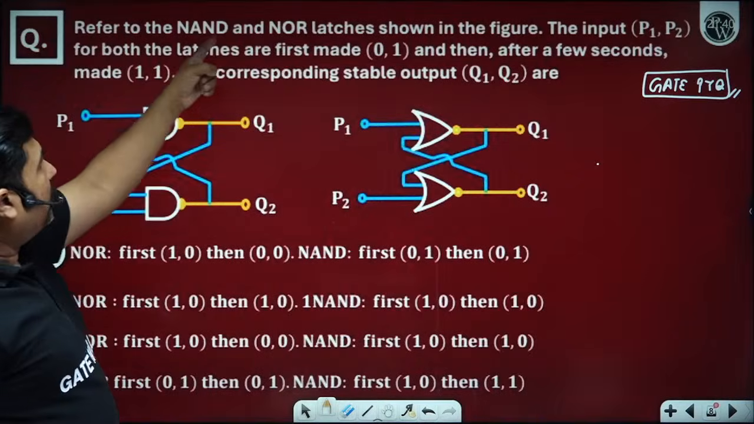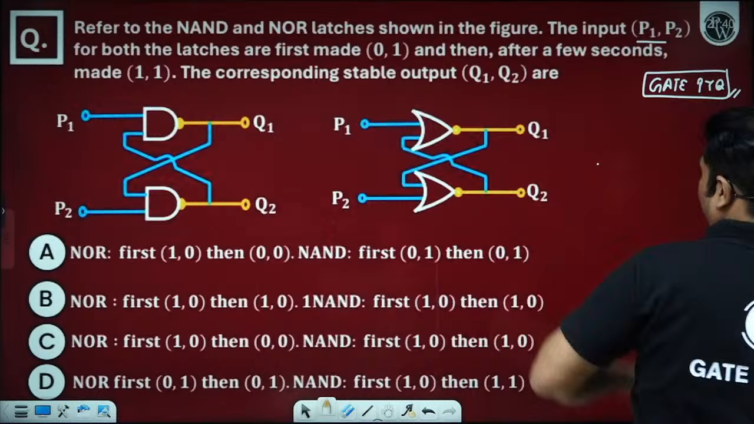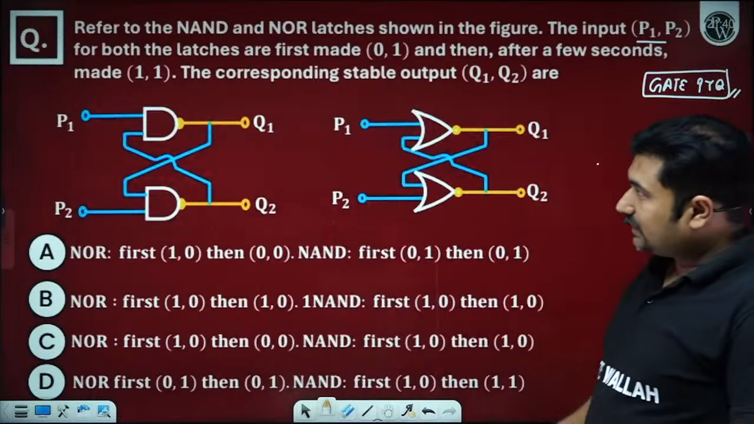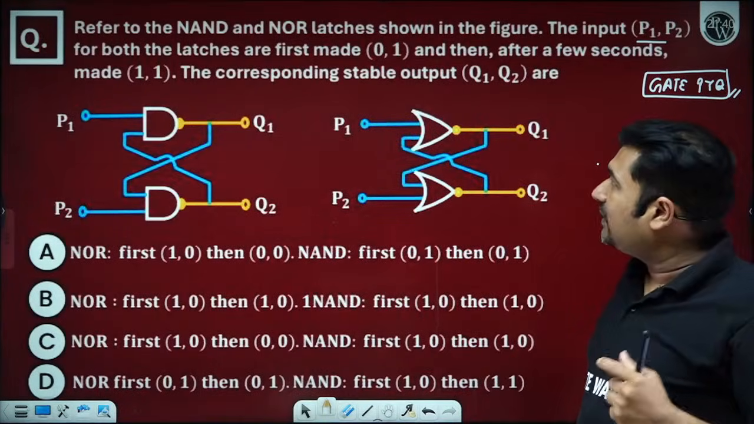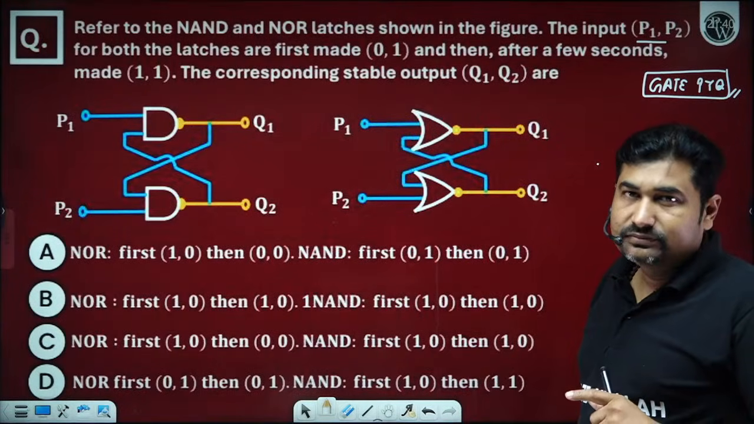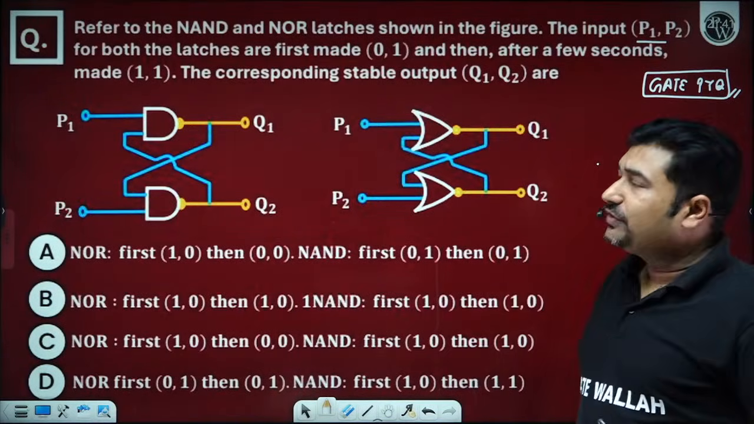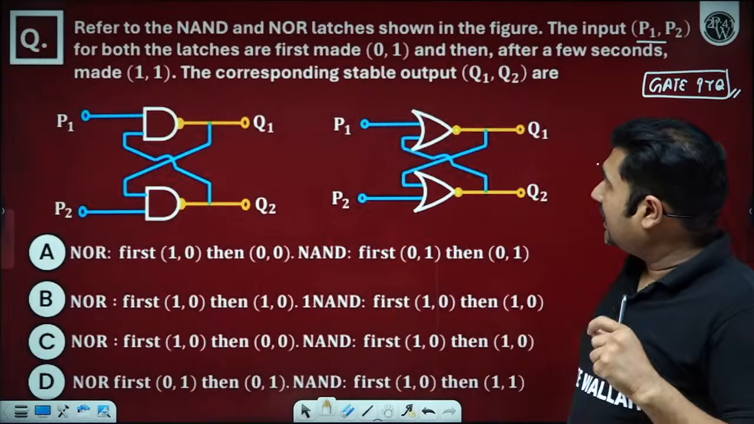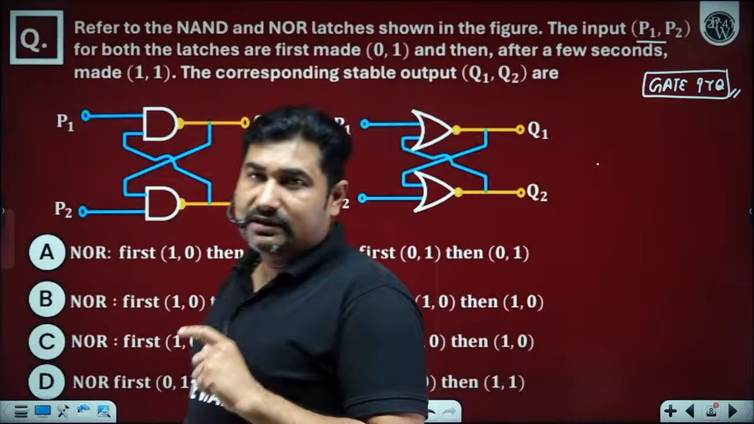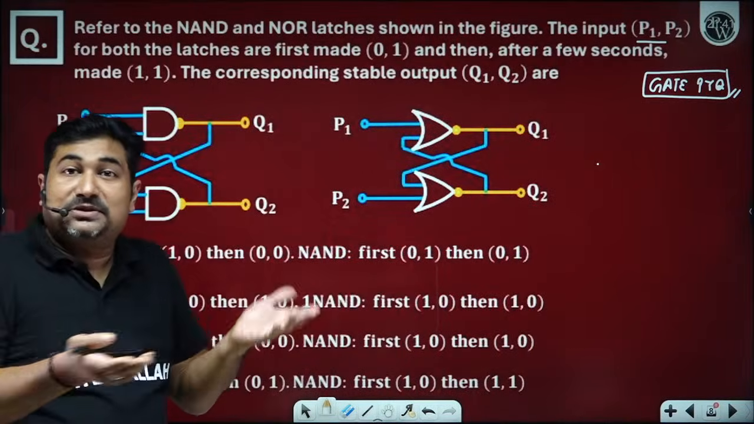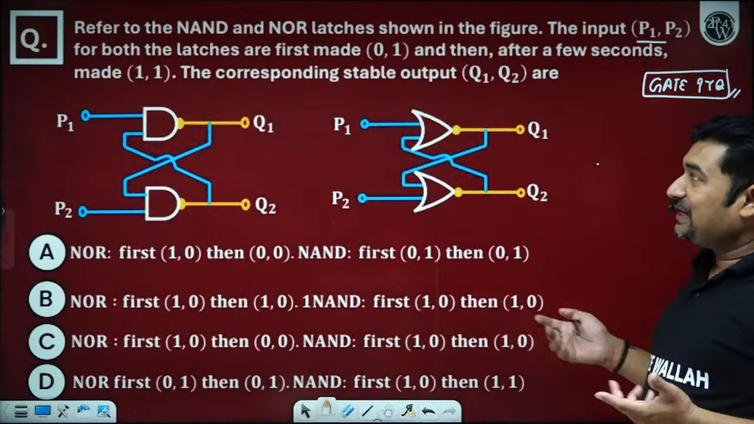Please observe. Refer to the NAND or NOR latches as shown in the figure. The inputs P1, P2 for both the latches are first made 0, 1, and then after a few seconds made 1, 1. The corresponding stable outputs Q1, Q2 are. Now you can't memorize because you don't know which one is S, which one is R. Here it is P1, P2. Is it okay? Yes, sir.